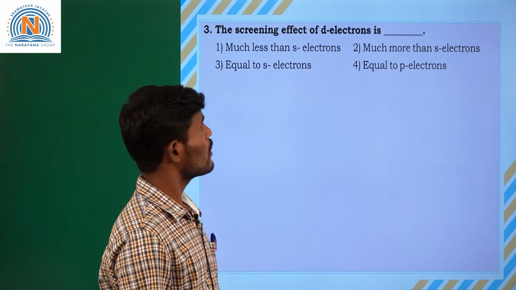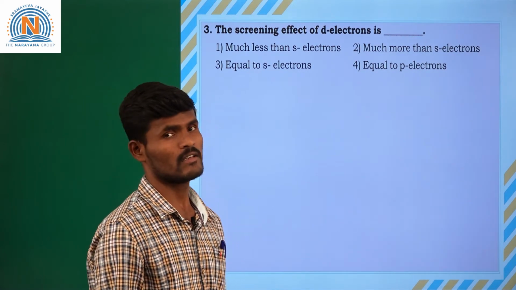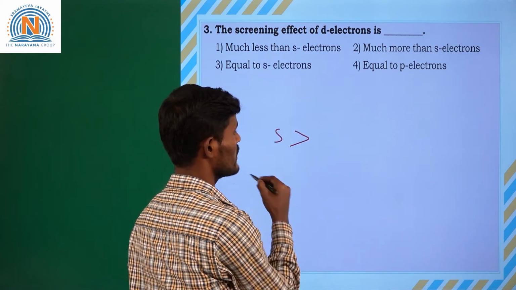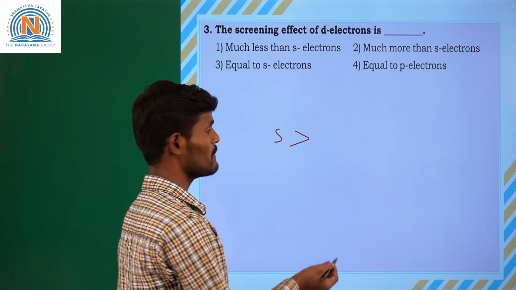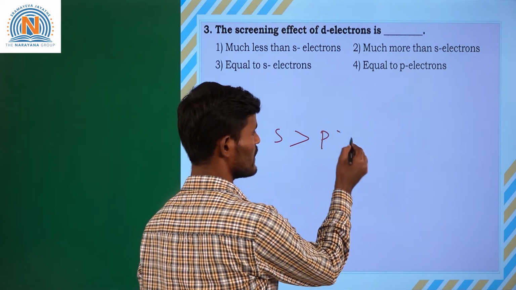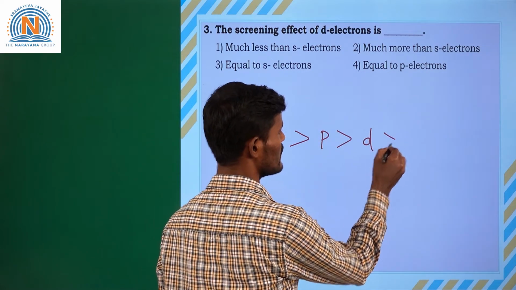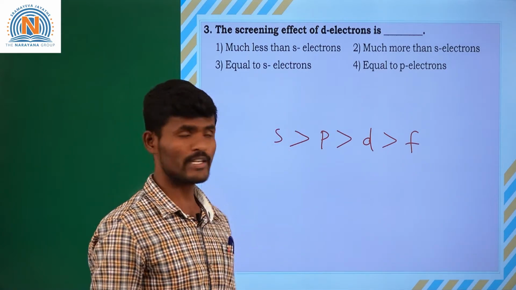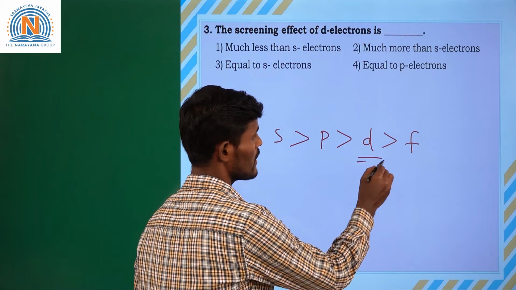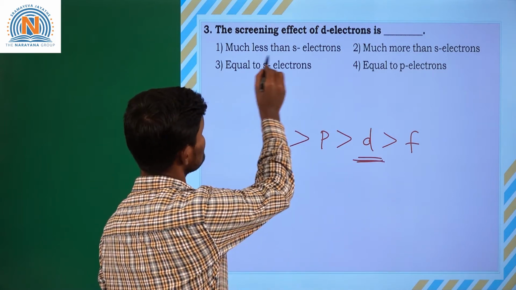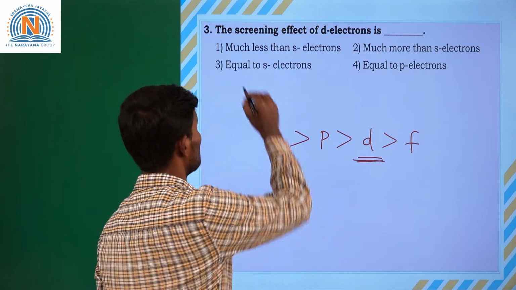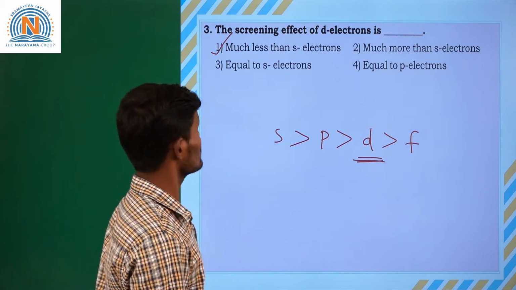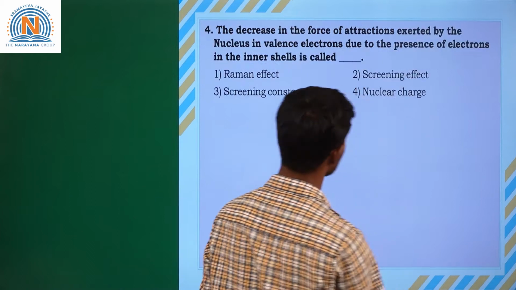The screening effect of d electrons is. As we have seen just now, the screening effect of the s orbital is more than P, P is more than D, and D is more than F. Here the screening effect of d electrons is much less than s electrons. So the answer is the first option. Next, come to the fourth question.